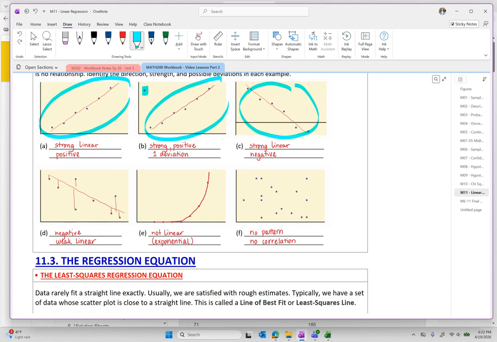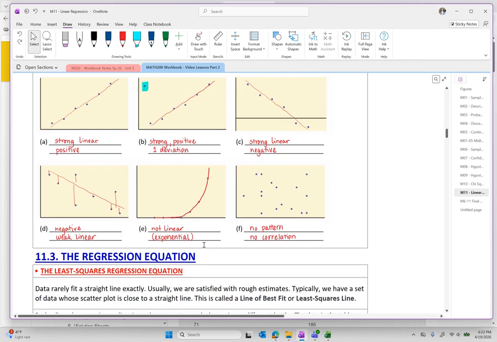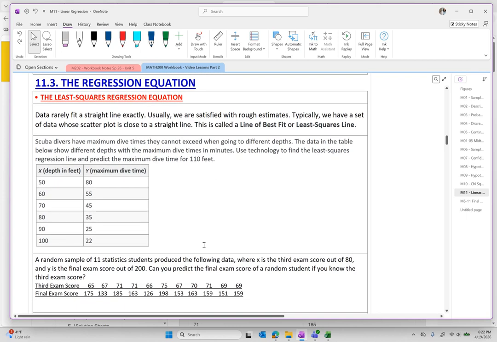So what we are looking for is the line of best fit, which is the line that best fits the trend of the data, and this is called the least squares line.